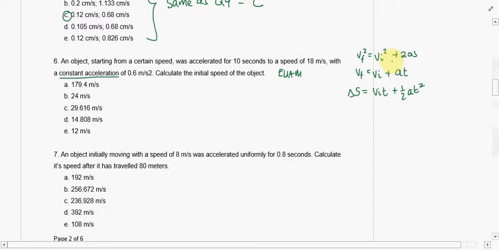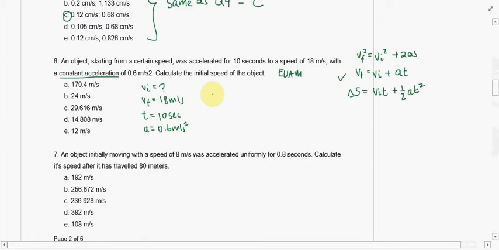Okay, so I normally just write these down, then I look at what are the values that I have. So starting from a certain speed, which means the initial velocity is probably what I'm looking for. The final velocity was given, it's 18 meters per second. It was accelerated for 10 seconds, so the time is 10 seconds. And the constant acceleration is equal to 0.6 meters per second squared. Okay, so I have 3 knowns and 1 unknown. So you'd see that the second equation is probably the easiest to use.